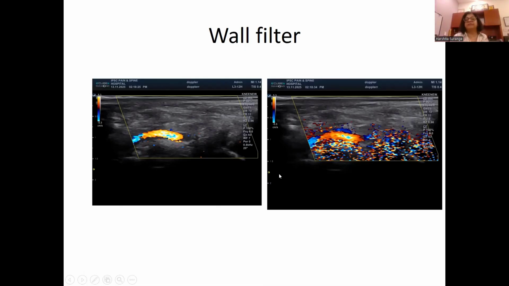So let's understand why. There is something known as the wall filter. What is the wall filter? There is a filter which reduces the flow, or rather reduces the number of ultrasound beams. If the wall filter is low, you get something like this: the color is all flowing right and left. If you optimize the wall filter, then the color remains within the vessel wall.